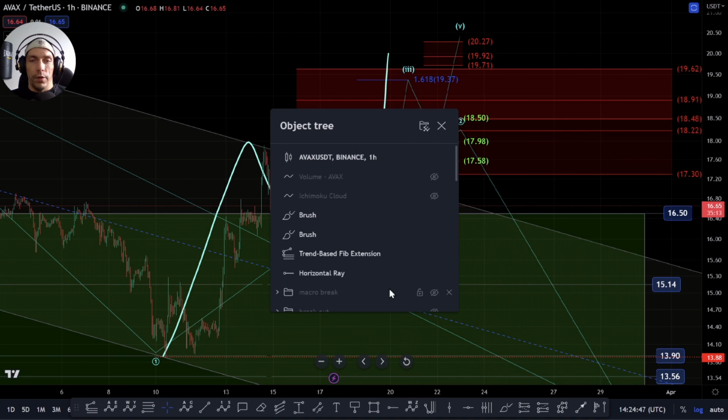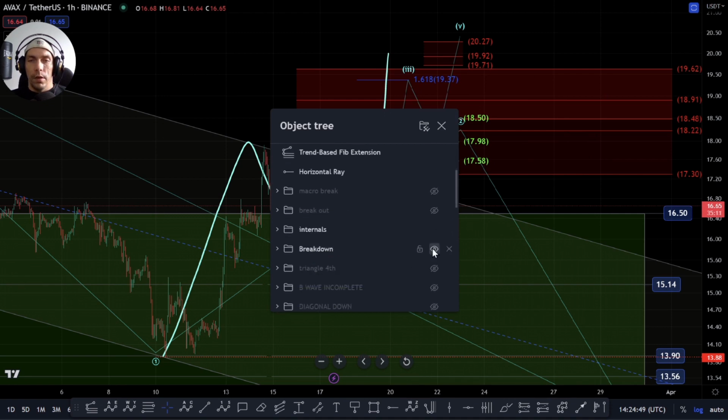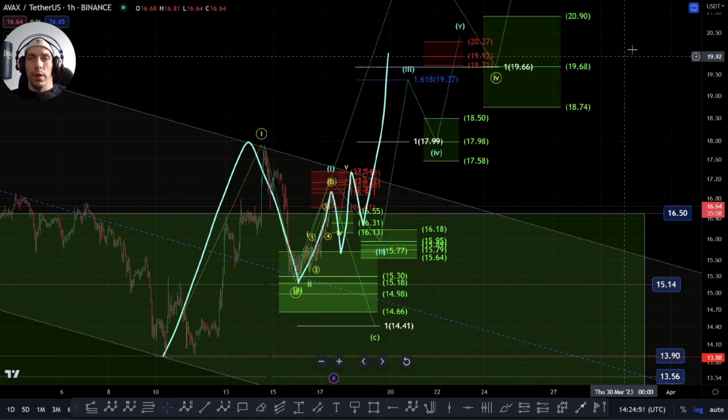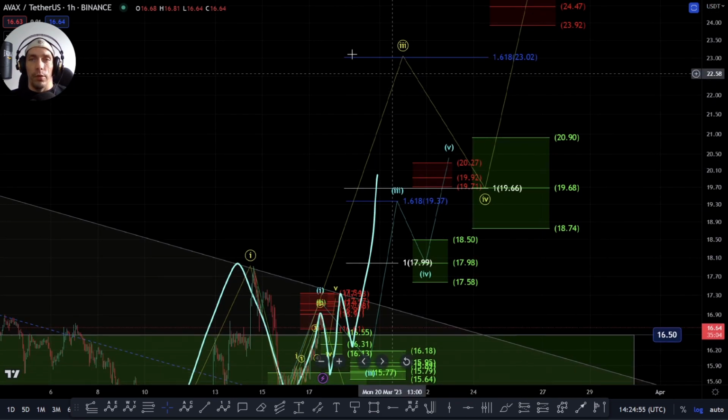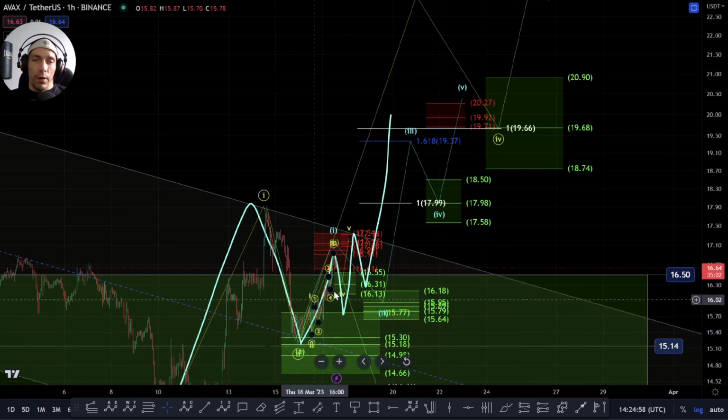That's the wrong one. Apologies. That's the one I want. To get up here towards this $23 range for this bigger wave three. So keep an eye on that.